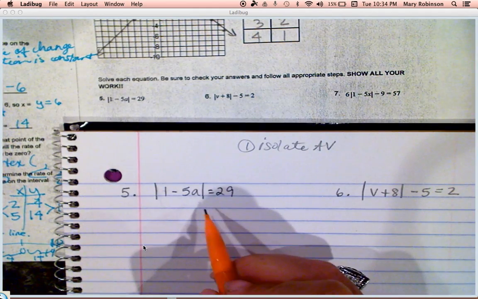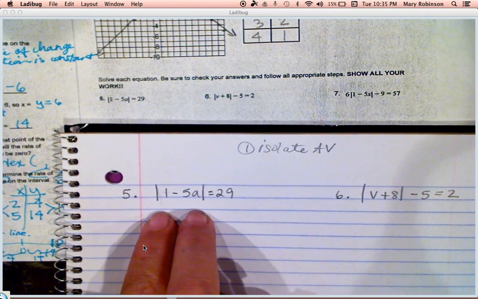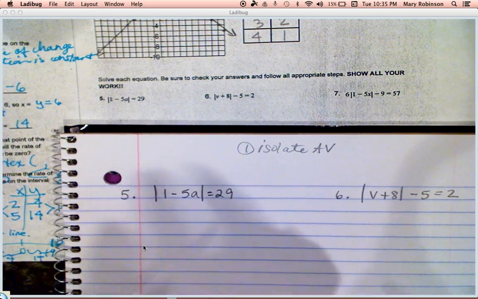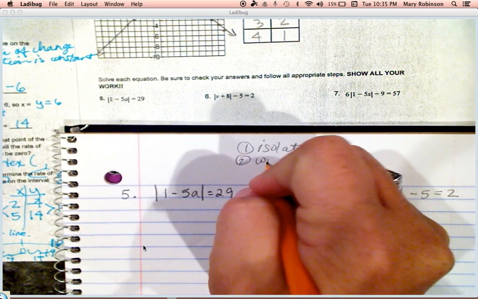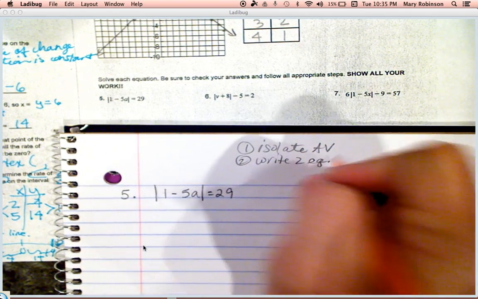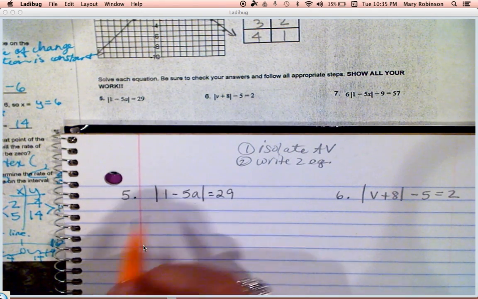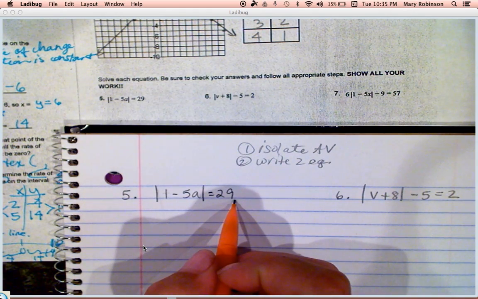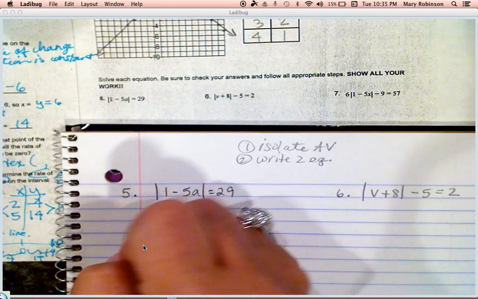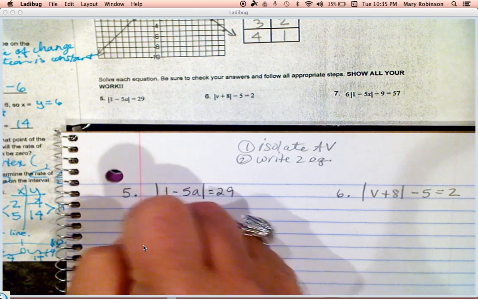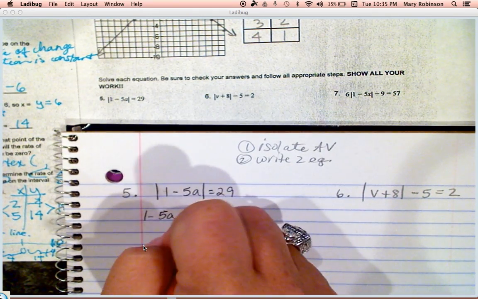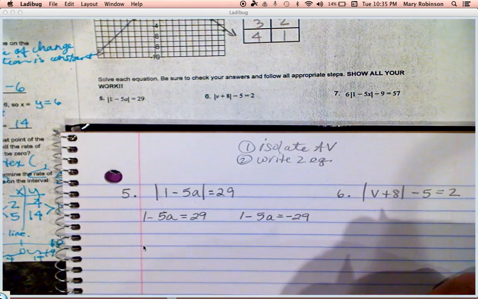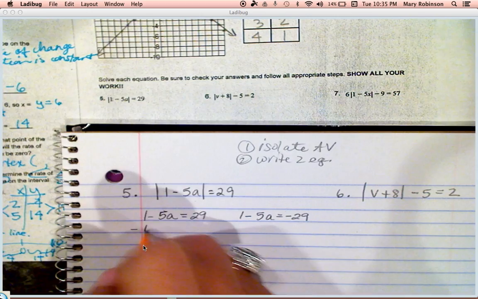In this case, our absolute value does not have any addition, subtraction, multiplication, or division outside of the absolute value, so we can skip step 1 and move on to step 2, which is to write our 2 equations. Remember, we don't know if the value of A is coming from the left or the right on a number line of 0. We just know that our distance from 0 is 29. So we have to account for that by writing 2 equations: 1 minus 5A equals 29, and 1 minus 5A equals -29. So we just solve these individually.